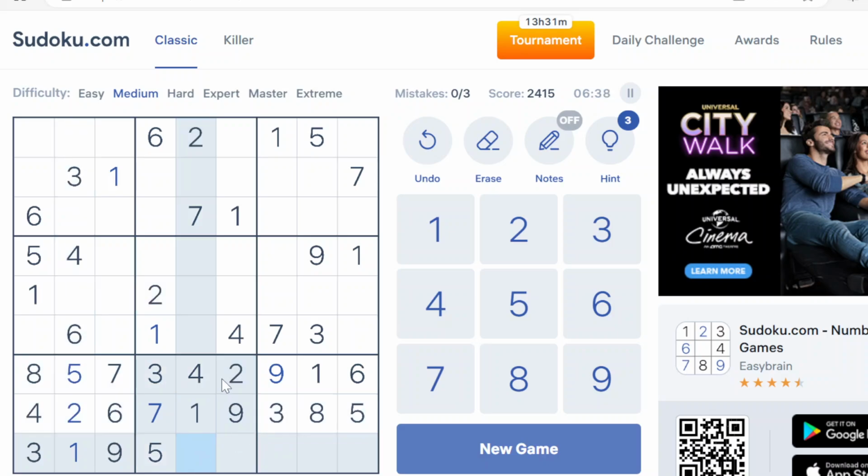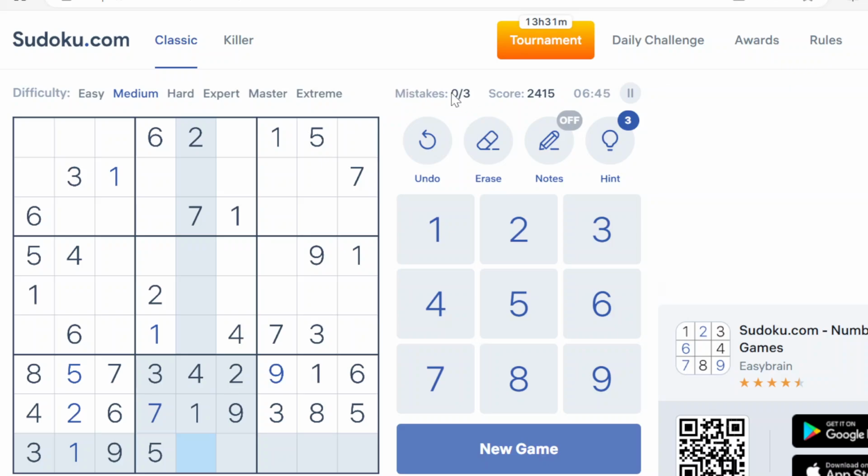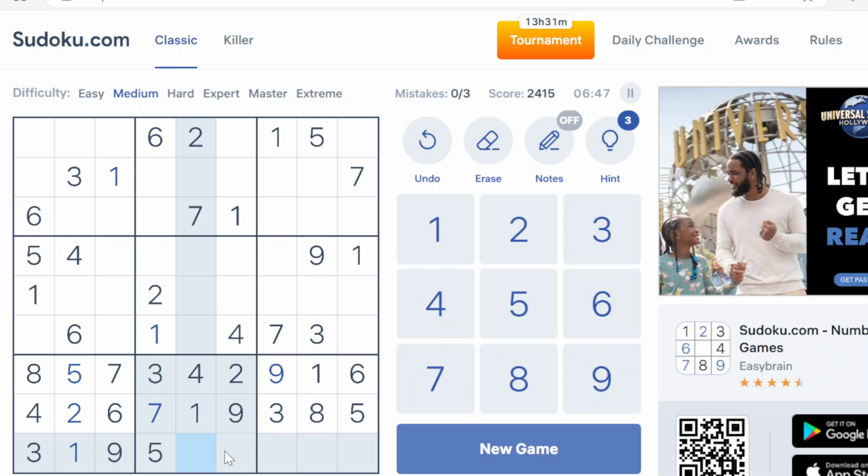I think now we can finish this box since there's already 7 spots that are taken. And if we look up here, I still have 0 mistakes made, so that's how I know that I'm on the right track.